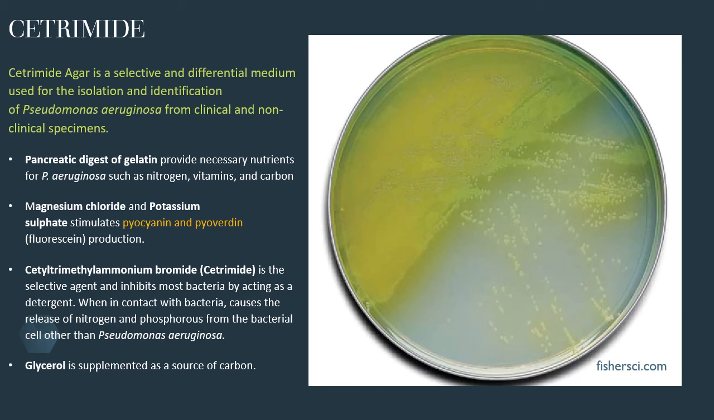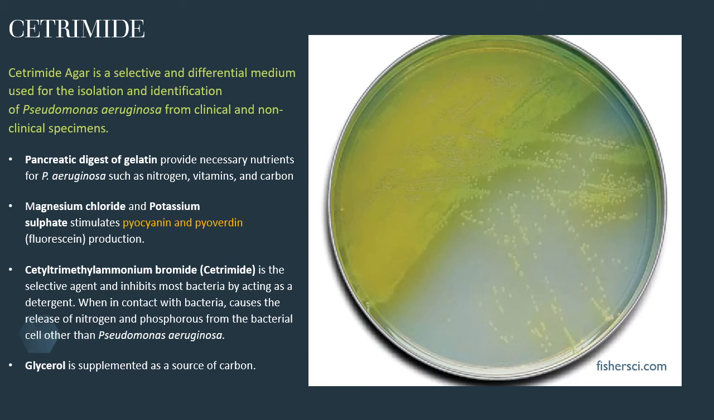Then there is magnesium chloride and potassium sulfate. They stimulate the pigmentation, right? We know that Pseudomonas produce green color pigments which are known as pyocyanine and pyoverdine. So they stimulate the pigmentation.